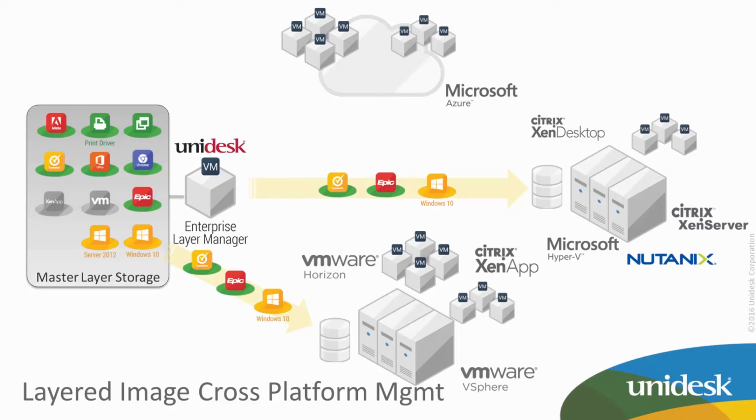And when the CIO or the VP of infrastructure comes down and says, we're going to try some cloud work, you need to figure out how to get some of these apps into Azure, get it into Amazon. Again, no rebuilding, no making new templates, no having to patch in 2 different places. You simply select the templates in Unidesk and publish them to the new target, in this case Azure. Now that's layered images. Let's look at the second deployment method, elastic layering.